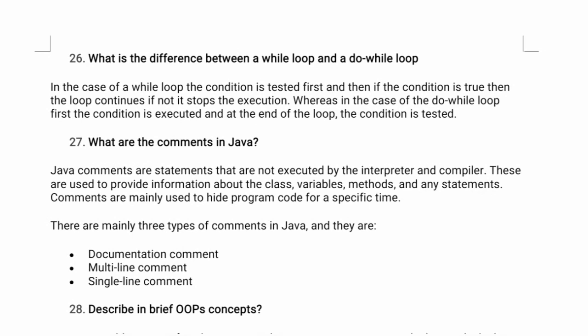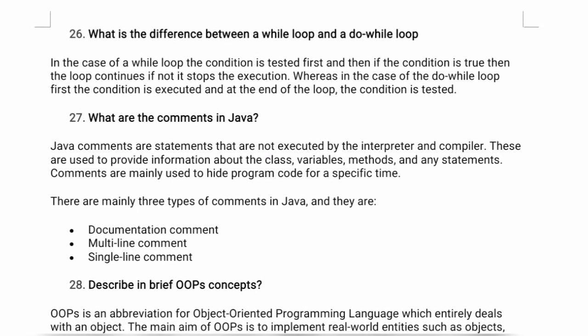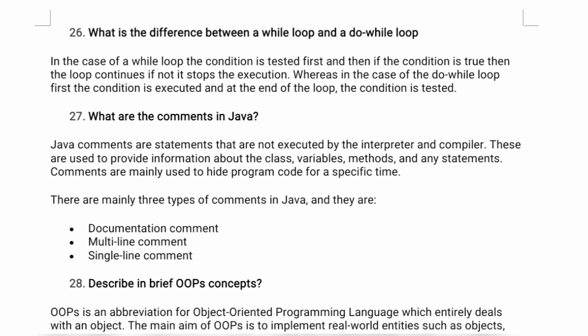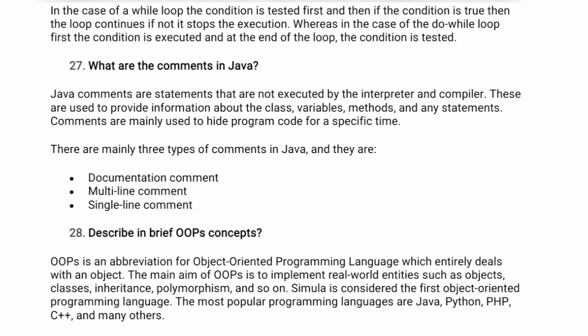Next, what are the comments in Java? Java comments are statements that are not executed by the interpreter and compiler. Those comments are used only for understanding purposes. The comments contain version number and purpose of the program. They are used to provide information about the class, variables and methods. Comments are mainly used to hide program code for a specific time. There are three types of comments: documentation comments, multi-line comments, and single line comments.